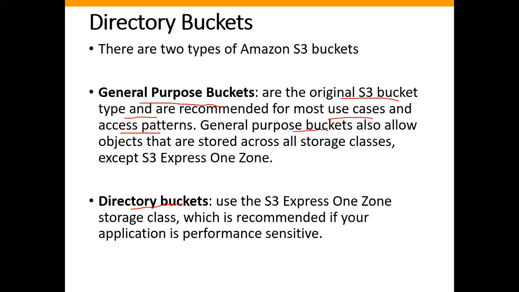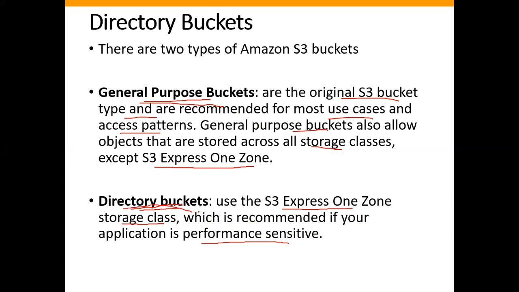Under general purpose bucket, we can store our data in all storage classes, of which we have 7 types. But now we have one more class called S3 Express One Zone. Except for this particular class, we can store data in the other classes under general purpose bucket. But directory bucket can store data only in the S3 Express One Zone storage class, which is recommended for applications that are performance sensitive, meaning you need much better performance. That time we can go with the directory bucket.